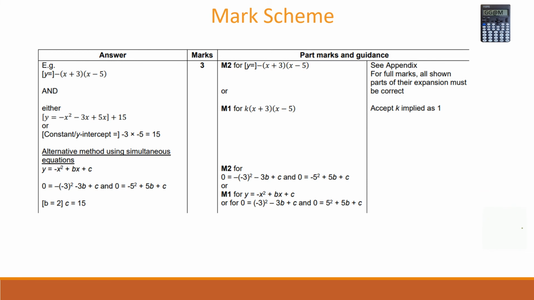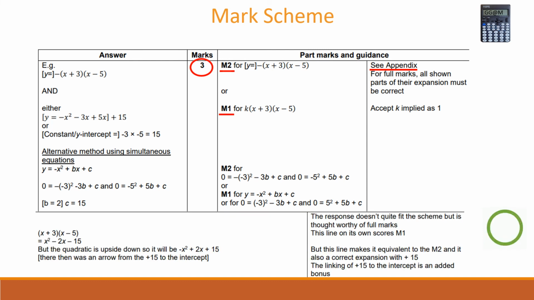The mark scheme on this question shows there are 3 marks. M2 means 2 method marks. M1 means 1 method mark. See the appendix, so right at the bottom of the exam paper and the mark scheme is something called the appendix. So if you go right to the end of your mark scheme and scroll to the end, you will see this section here, which is called your appendix. And this is just extra notation and extra help to see whether you have got the full marks awarded correctly.